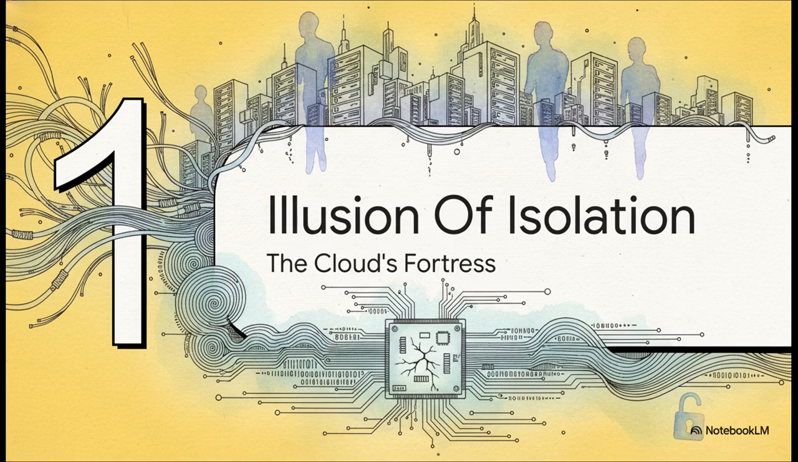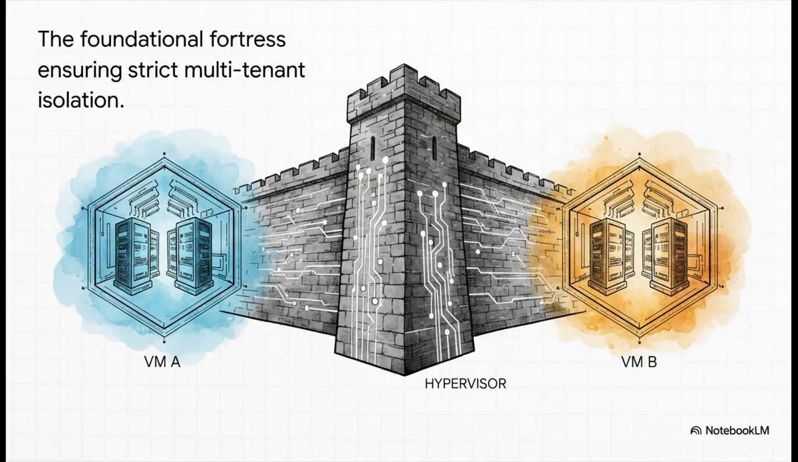All right, part 1. The illusion of isolation. Let's establish our baseline here. When you rent space in a multi-tenant cloud setup, you are literally sharing physical hardware with dozens of complete strangers. And the only thing keeping your stuff separate from theirs is a piece of software called the Hypervisor. This is the foundational fortress of the cloud. It manages the virtual machines, or VMs, and it enforces strict multi-tenant isolation.